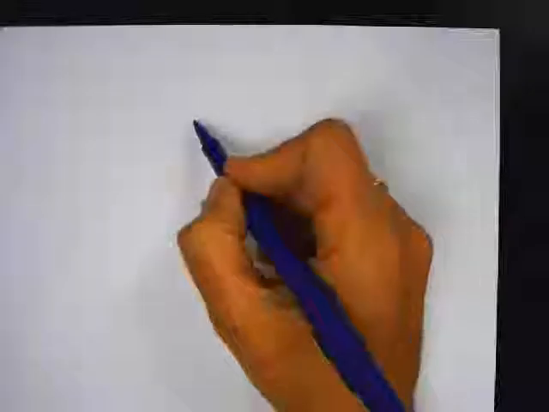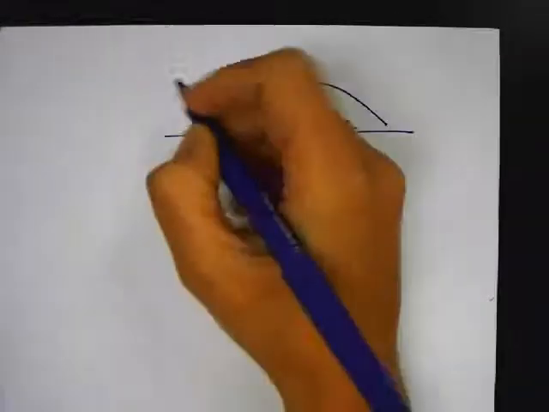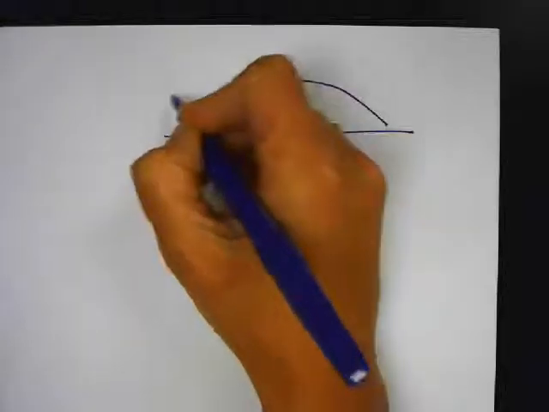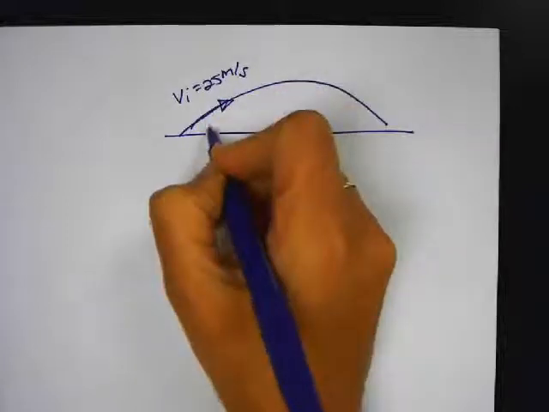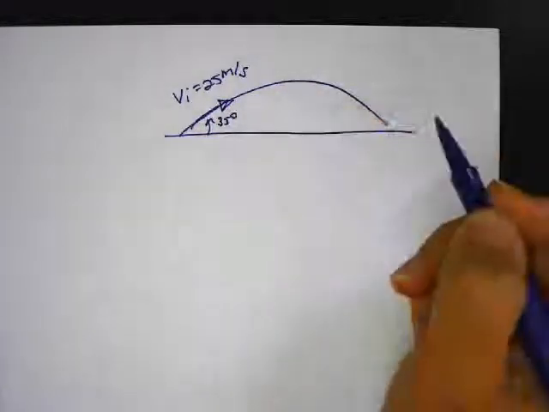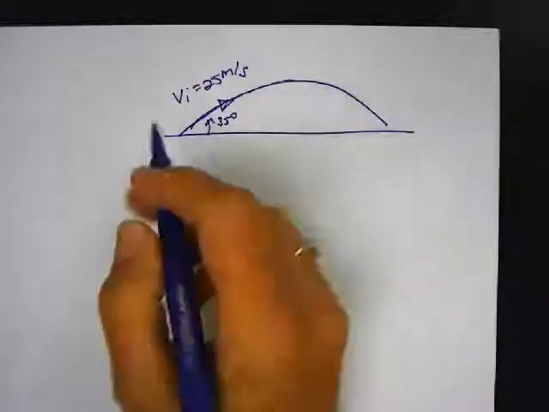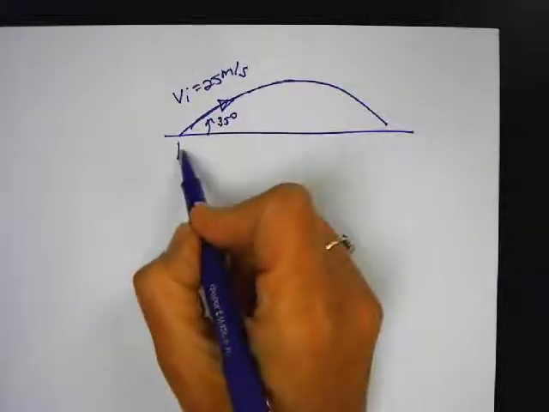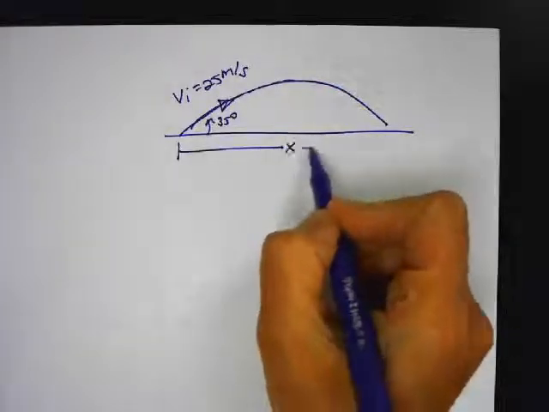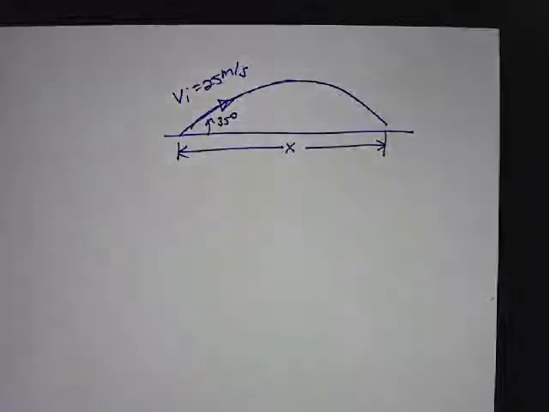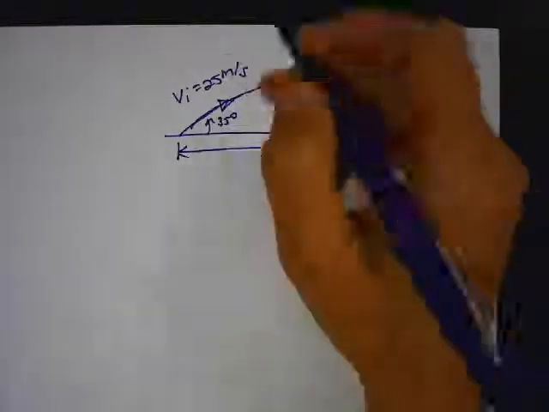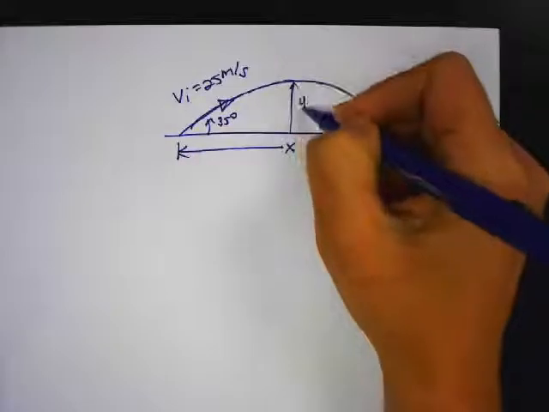So first I'm going to draw my picture. Here's my vector. v_i is 25. It's acting at 35 degrees. Now this just shows kind of how it's going to go. How far it goes is called the range, that's x. And if I want to find the maximum height, we can call this y.